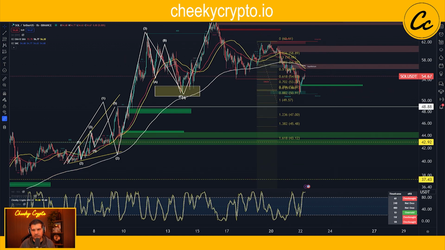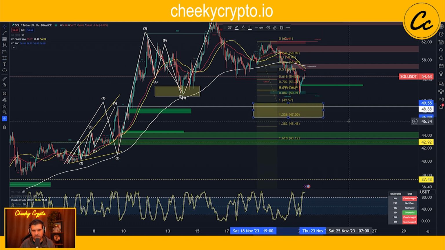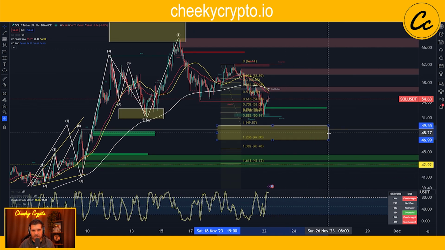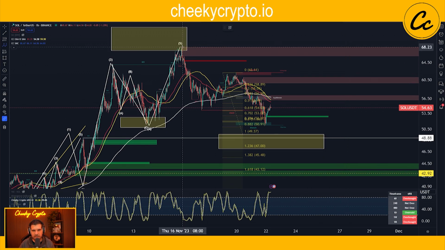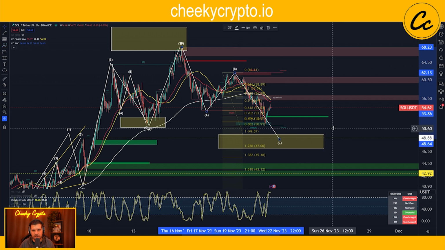Okay, so we are targeting just down here on the 1 to the 1.236, essentially $47 to 49.57. This is going to be the low area where we then start to see a reversal, in my opinion. This is going to be a big zigzag pattern to the downside, looking to finish there.